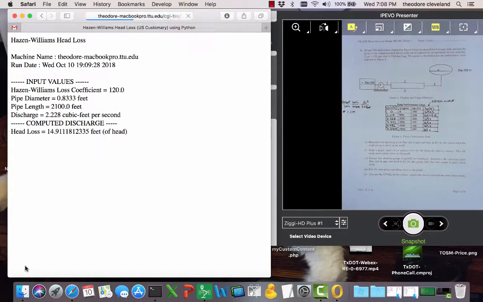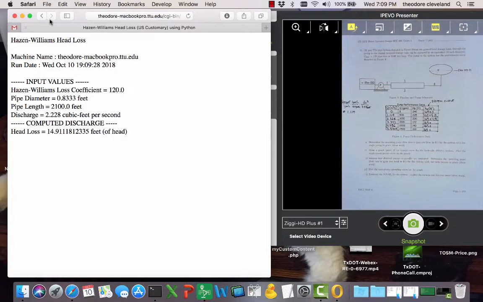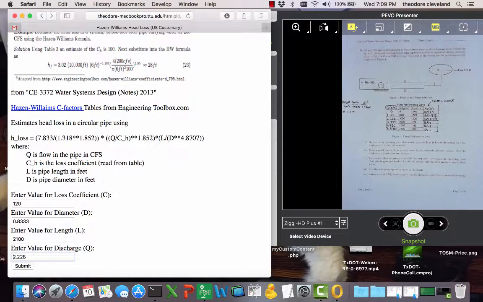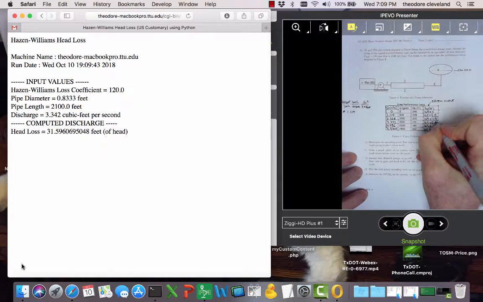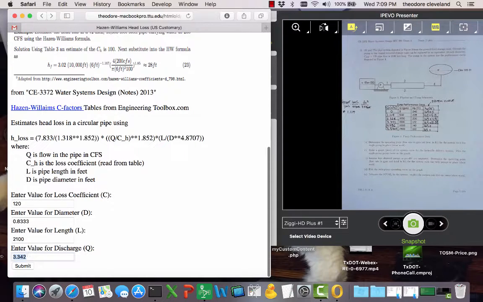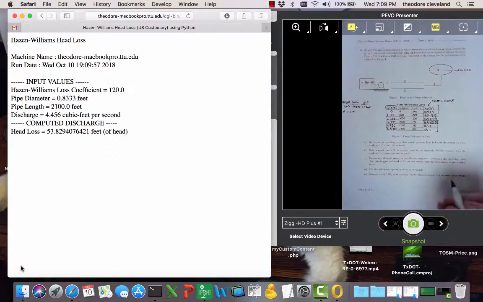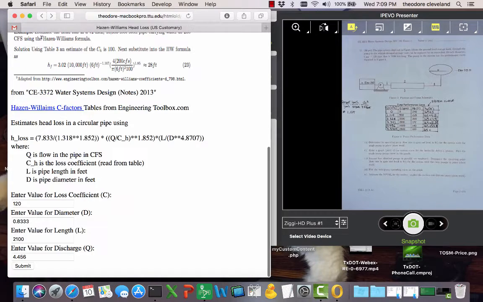Go back. Change the flow rate to the next value, 3.342. Run the program, 31.59. Go back. Enter the next value, 4.456. Rerun the program, 53.8. And we'll do the last one at 2,500, which is 5.5704. 81.38. Call that 81.4.